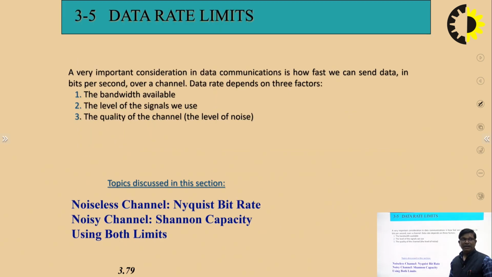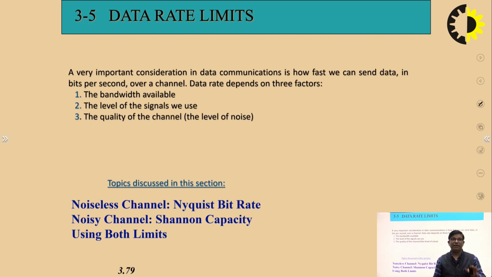So, data rate limits. A very important consideration in data communication is how fast we can send our data from one end to another, measured in bits per second over the channel. Data rate depends on various factors. The first factor is obviously the bandwidth available. Every communication channel has a capacity to transfer data. For example, a UTP Cat5 cable has the capacity to deliver data at 100 Mbps, while a Cat6 cable is able to deliver 1 Gbps. Similarly, an optical fiber cable can also deliver 1 Gbps.